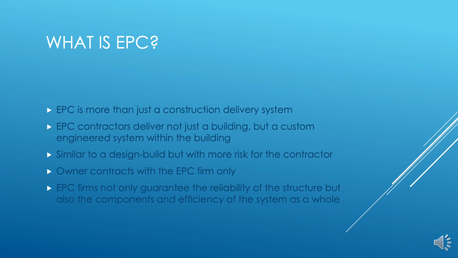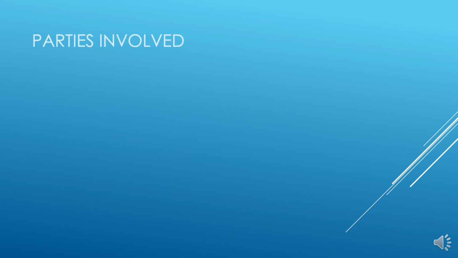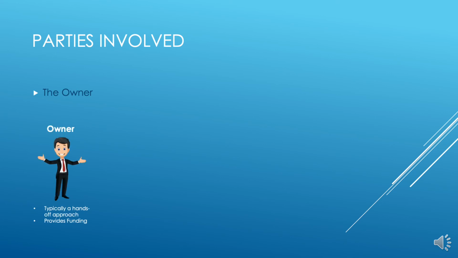EPC firms not only guarantee the reliability of the structure, but also the components and efficiency of the system as a whole. The only parties involved in the EPC delivery method are the owner and the EPC firm. The owner will typically take a hands-off approach and only provide minimum performance and design criteria for the EPC contractor. The owner also provides all funding for the project.